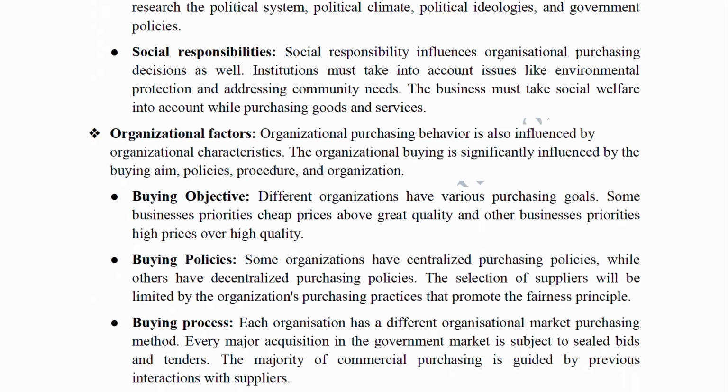Organizational factors: organizational purchasing behavior is also influenced by organizational characteristics. Organizational buying is significantly influenced by the buying objective, policies, procedure, and organization. Buying objective: different organizations have various purchasing goals. Some businesses prioritize cheap prices above great quality, and other businesses prioritize high quality over low prices.